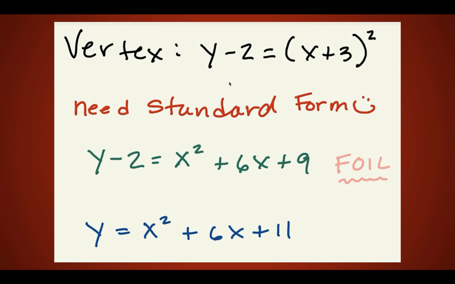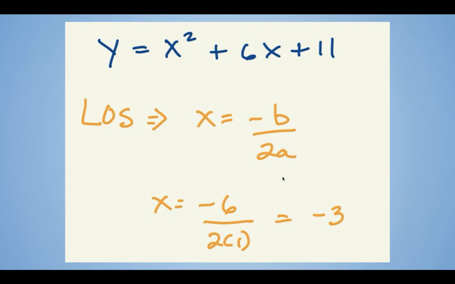This looks peculiar, but we can handle it. I gave you this equation, and I'm going to ask you to start working with it. First, we need to put it in standard form. The first thing I did is FOIL. I ended up with x squared plus 6x plus 9. Then I set it equal to y by adding 2 to each side. Now I have an equation I'm familiar with.